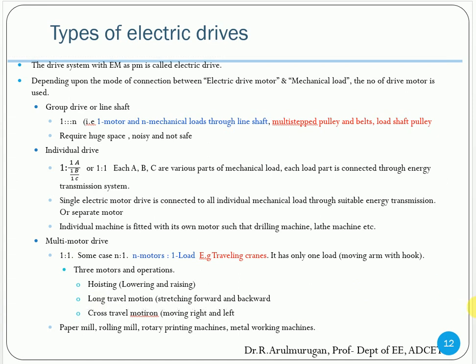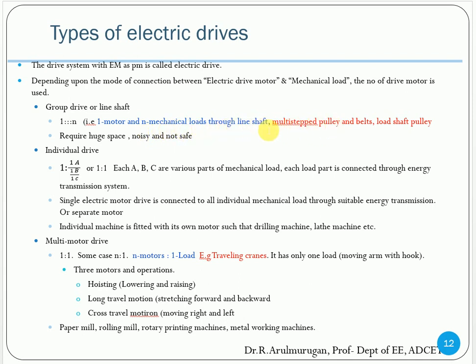What is a group drive? 1 is to N. 1 means 1 motor, and N number of loads. If you connect 1 motor to N number of loads, it's called a group drive. How do we connect it? The motor shaft is rotating, and from the shaft you connect N number of mechanical loads.